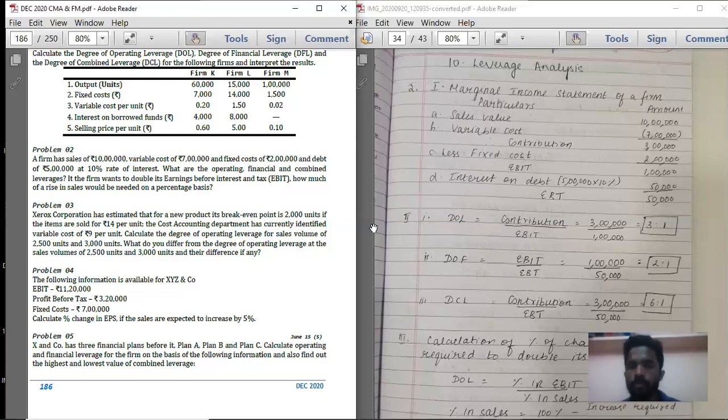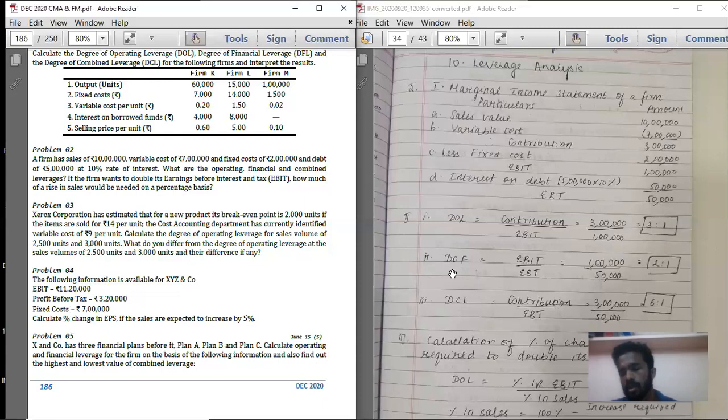Below that EBT, put statement number 2. Point number 1, degree of operating leverage. DOL is equal to contribution divided by EBIT. What is the contribution, which we found? 10 lakh minus 7 lakh, that is 3 lakhs. So it is 3 lakh divided by EBIT, which we found is 1 lakh. 3 lakh divided by 1 lakh is equal to 3:1.